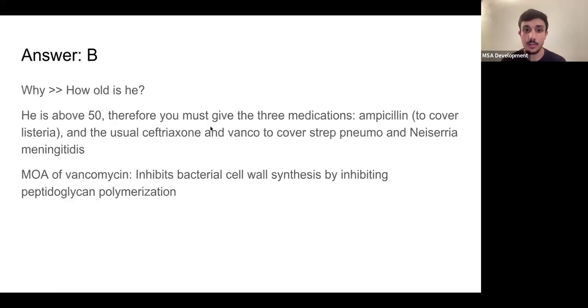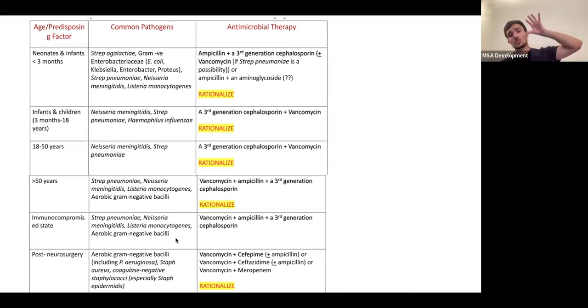Why? Above 50, you must give ampicillin to cover Listeria. They're also kind of considered immunocompromised, because the older you get, the more so. In the immunocompromised, you can get Listeria. Listeria monocytogenes can come from dairy products. It's a bacteria. So you give ampicillin, which is a penicillin, to cover Listeria, and then you give ceftriaxone and vancomycin to cover strep pneumo and Neisseria, because they are also very common in this age group. And don't forget the mechanism of action of vancomycin: it inhibits bacterial cell wall synthesis by inhibiting peptidoglycan polymerization.